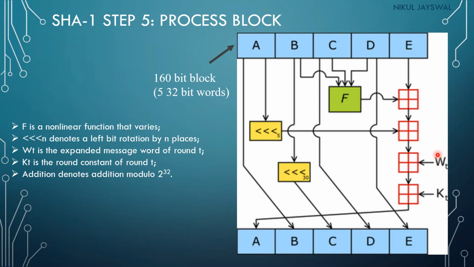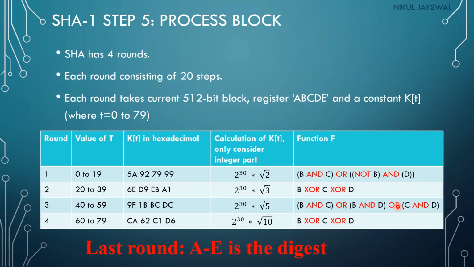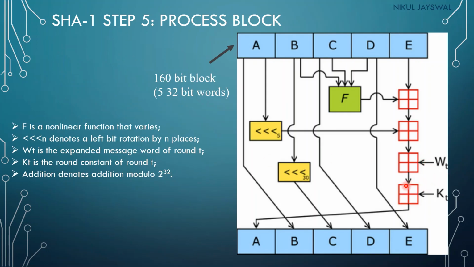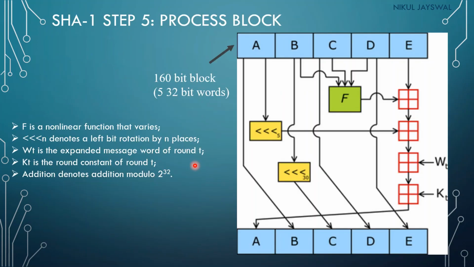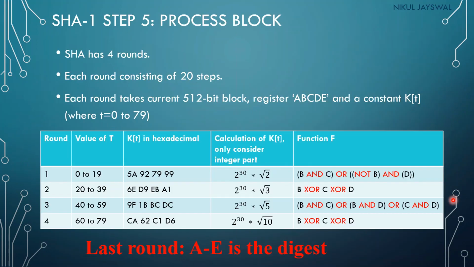So that is why the process block will be executed for the 80 rounds, 0 to 79. Clear? Now we will see what is the F that is performed with the B, C, and D, and what is the value of the K. You can see here, for the rounds 0 to 19, the Kt will be 5A927999. This is hexadecimal. So up to the rounds 0 to 19, the value of the Kt will be this.